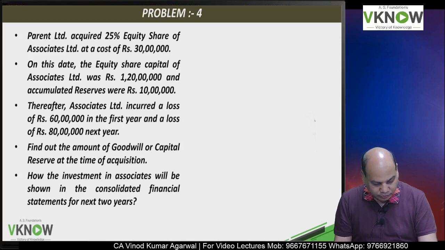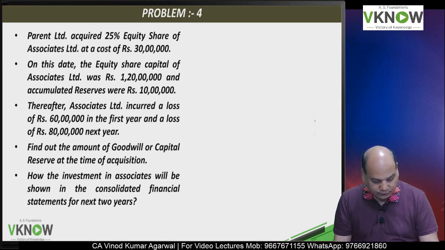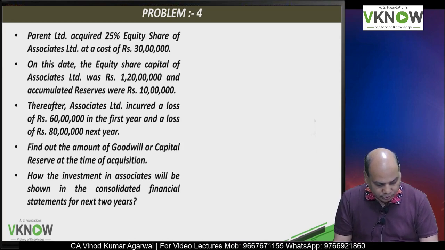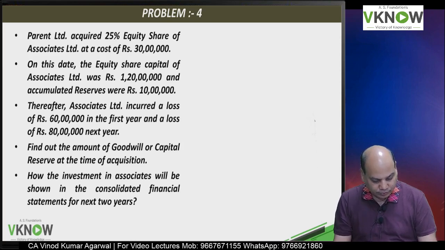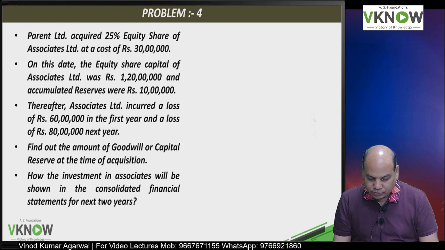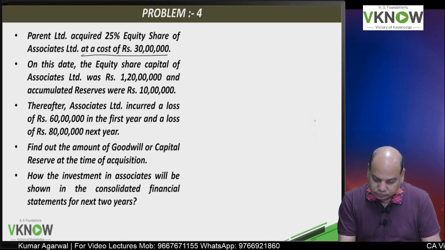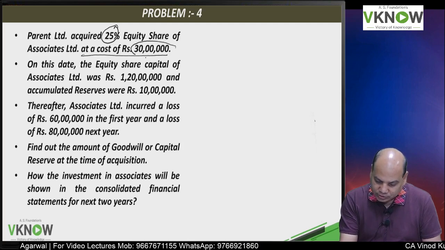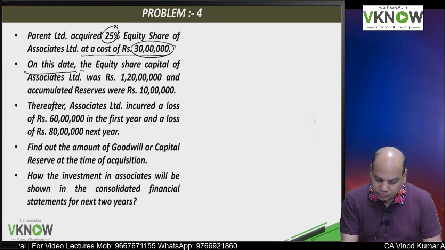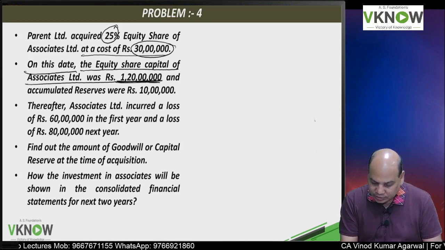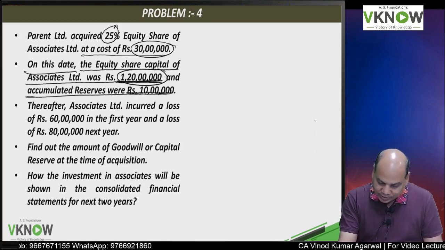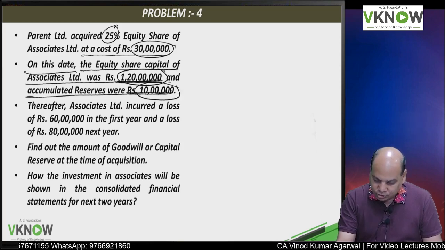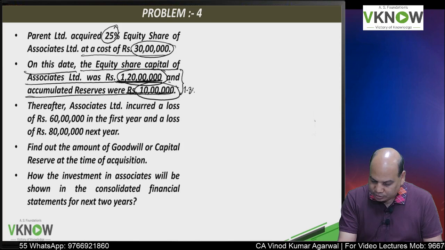Parent Limited acquired 25% share of Associate Limited at a cost of rupees 30 lakh. Same discussion, 25% stake, 30 lakh is the cost. On this date, the equity share capital of Associate Limited was 1 crore 20 lakh and the accumulated reserve is 10 lakh. So this is net asset on the date of acquisition. Total will be 1.30 crores.